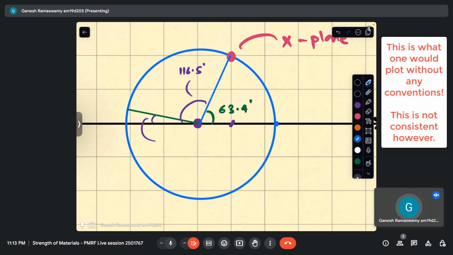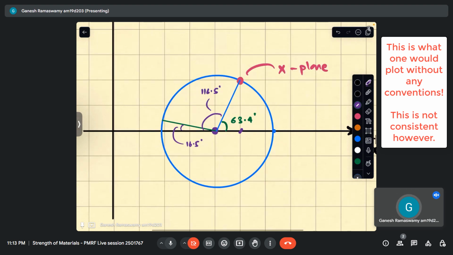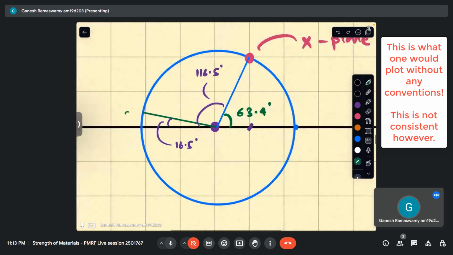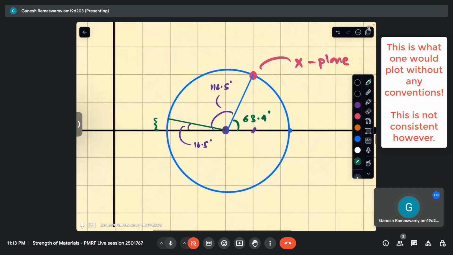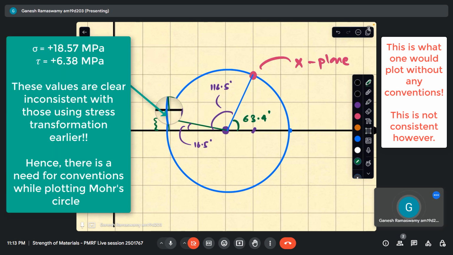Let this be the line joining that. So this angle is nothing but 116 minus 100, which is 16.5 degrees. And if we want to determine the shear stress, it is this much. The normal stress will be the perpendicular distance here.